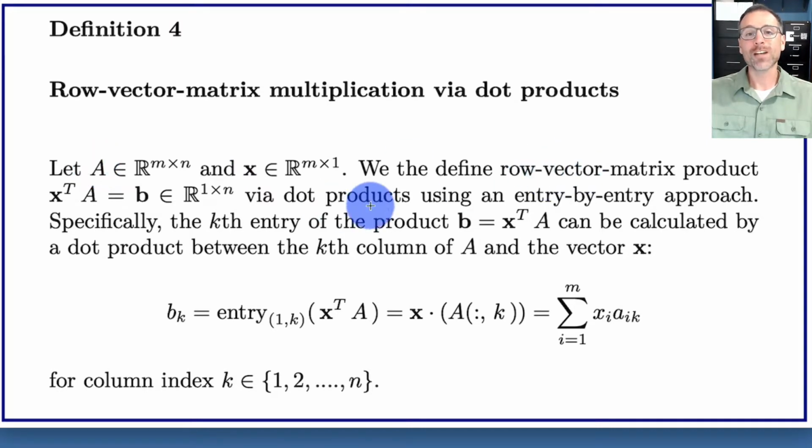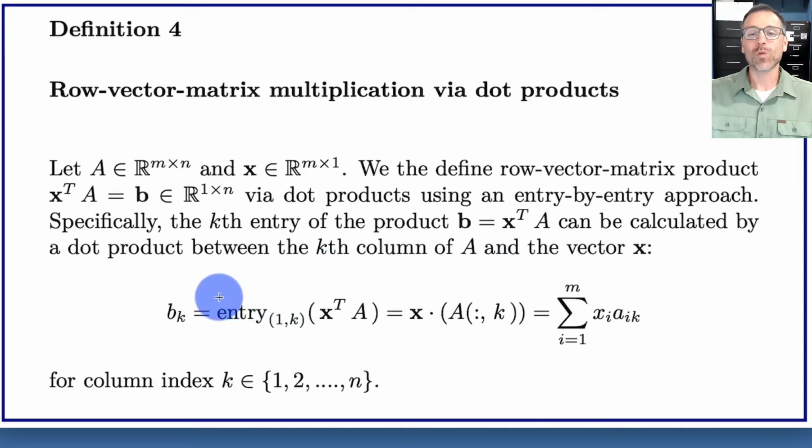We define row vector matrix multiplication as x transpose times A, producing an output vector B, which our code is going to produce for us. That is going to be a row vector with one row and n columns. In this case, we're using a definition to define that output entry by entry, where the operation that we're using is the dot product. Specifically, we say that the kth entry of the product B equals x transpose times A is calculated as the dot product between the kth column of A and the vector x.